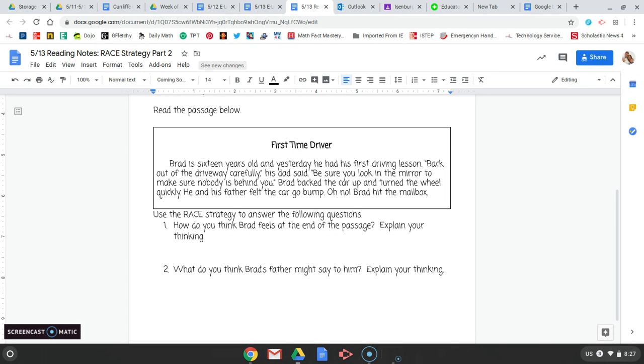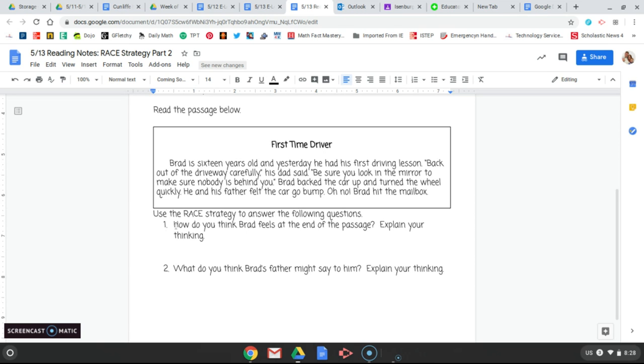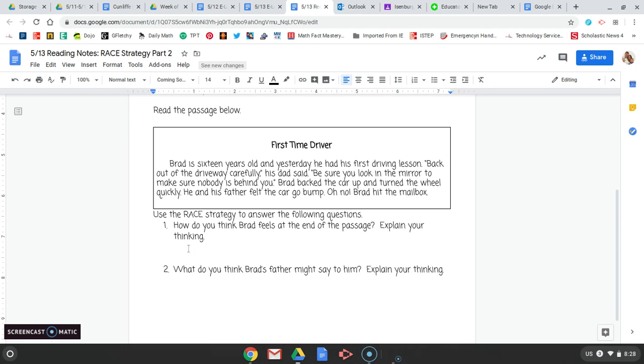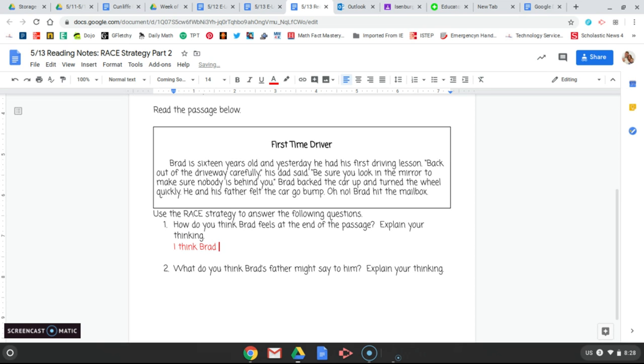First, we need to restate the question. So remember, we're going to take out the question words. I'm not going to cross them out today because we don't necessarily have to do that. But I just want you to remember the how and the do are both question words. So we will not include those in our answer. So we're going to start with, instead of you think Brad feels, since they're asking us and we're answering, we're going to change that you to I think Brad feels. So we've restated the question, and now we need to give our answer.